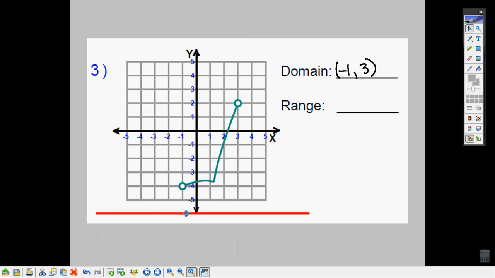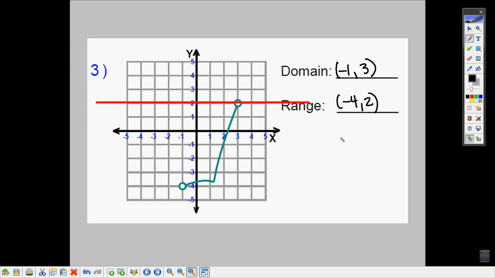Do the same coming from the bottom for the range. The first value I touch is a -4, not included, up to a +2, also not included. So I'm going to go from -4 to +2, both not included.